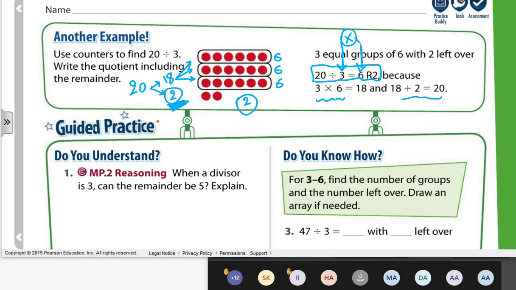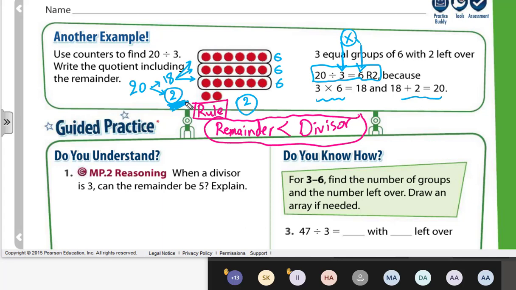Okay, my heroes, you should know that we have a rule for the remainder. Please write with me: the remainder should be less than the divisor. This is a very, very important rule. As you can see here, 2 is less than 3.